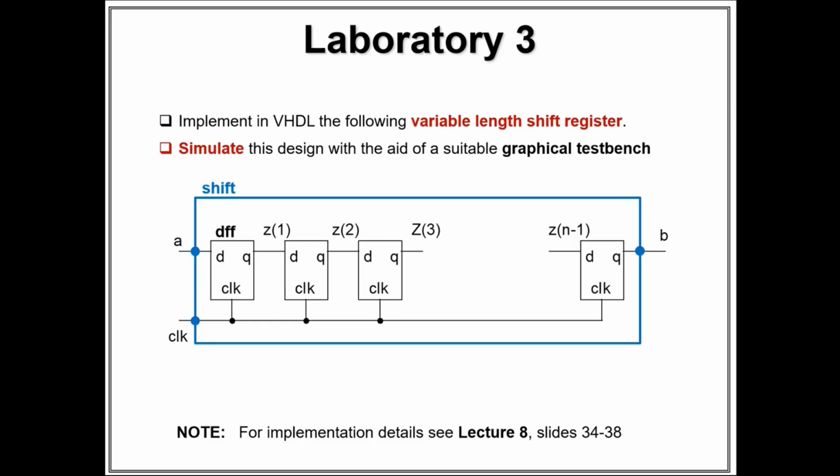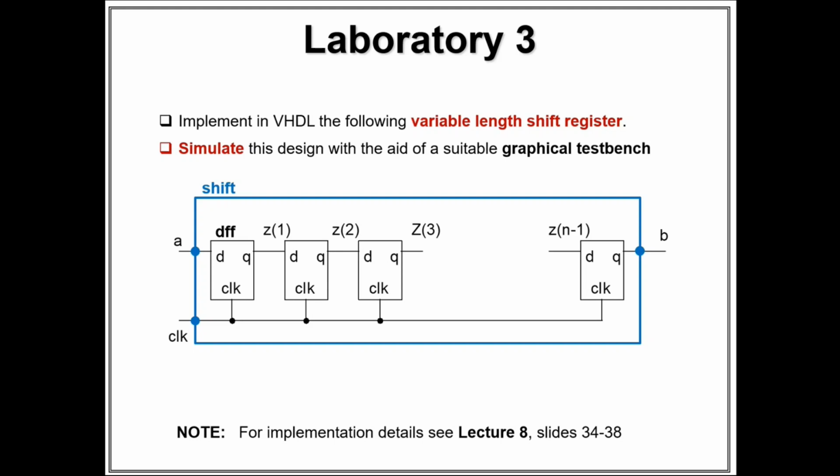So what are we going to do today? What we are going to do is to implement in VHDL a variable length shift register. And in fact, we are going to implement the variable length shift register that we've seen in one of our lectures, particularly in lecture number 8, slides 34 to 38. So we have most of the code already there in lecture 8. If you have a look, that's basically what we are going to cover today.